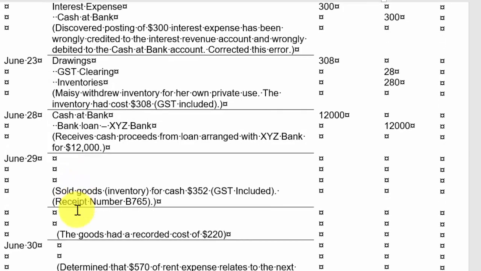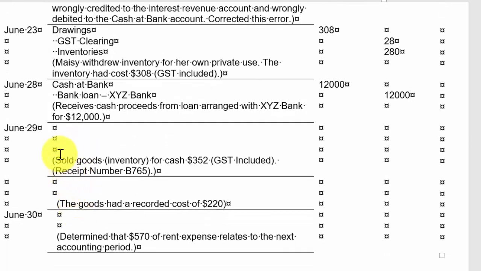On June the 29th, we had a cash sale. Remember before, we had a credit sale. So in this instance, we received some money, cash at bank. That amount was for $352. There's a GST component to it. That's GST clearing, the amount that we must pay the government. That's going to be $32. And we've got sales of $320.